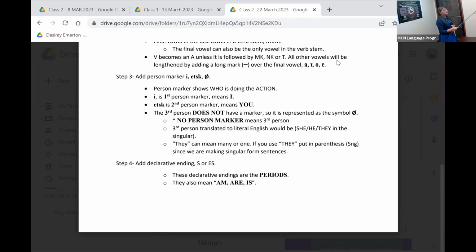Number four, add the declarative ending S or E-S. These declarative endings are the periods. And this is one thing that I kept getting dinged for in class, is I would forget to put the period on my sentence.